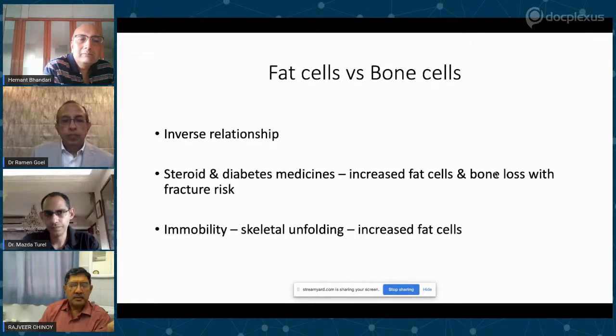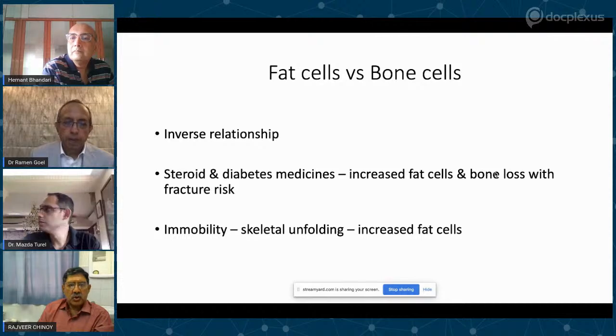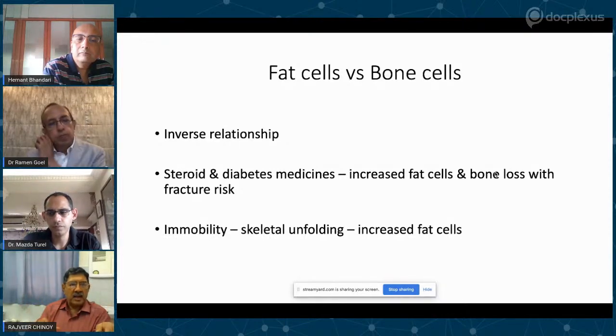Can I add something, Raman? Sure. Steroids act in three ways: one, directly with their own actions, two, increasing adiposity, and three, causing steroid-induced diabetes. And diabetes per se also causes bone loss or weakening of the bones. So steroids and diabetes both carry a serious risk of developing early osteoporosis. And immobility, anything which does not move becomes automatically weak. Not only do the muscles become weak, but the bones become weak.